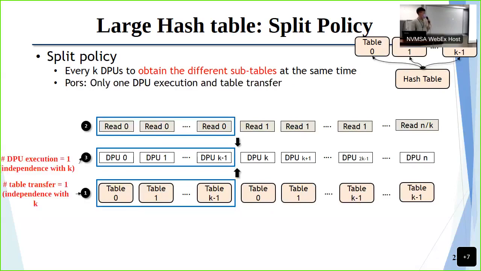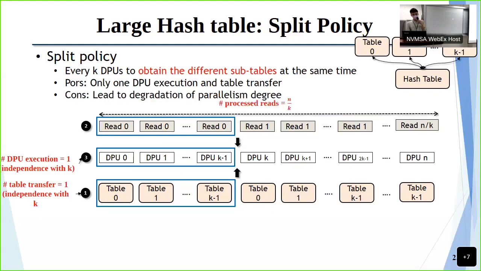Different from replacement policy, split policy tries to avoid frequent data transfer between CPU and DPU. So we can see there's only one DPU transfer and one table transfer, no matter how many subtables we have. But the trade-off is it leads to the degradation of the parallelism degree.